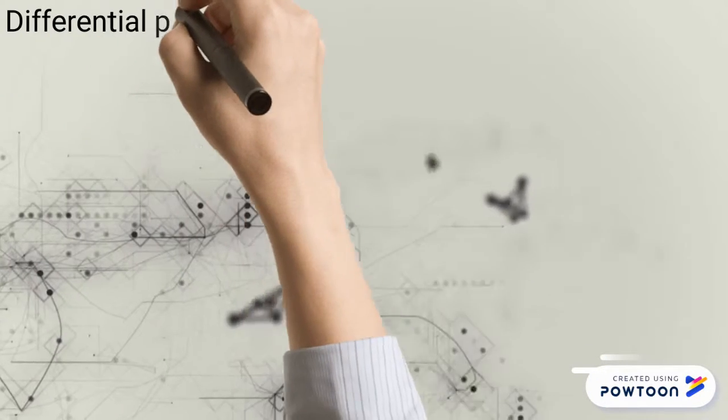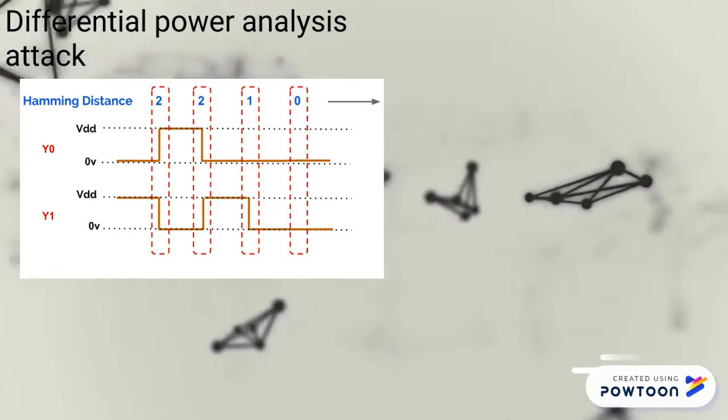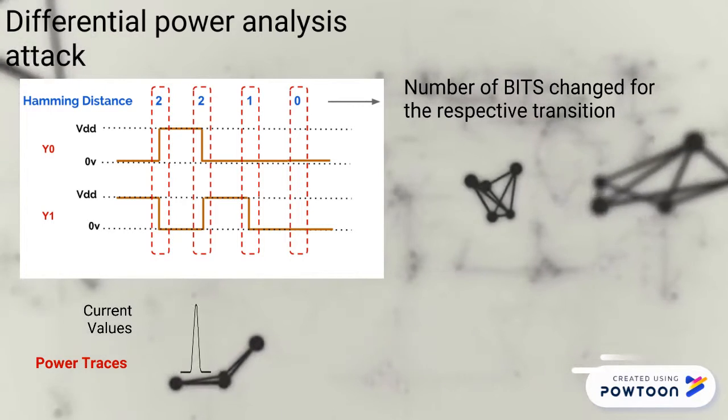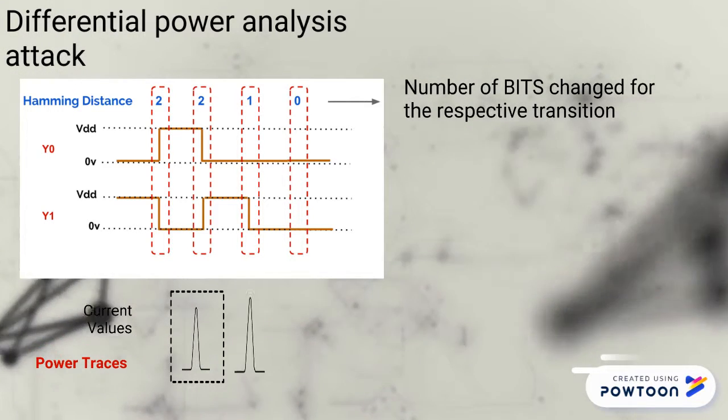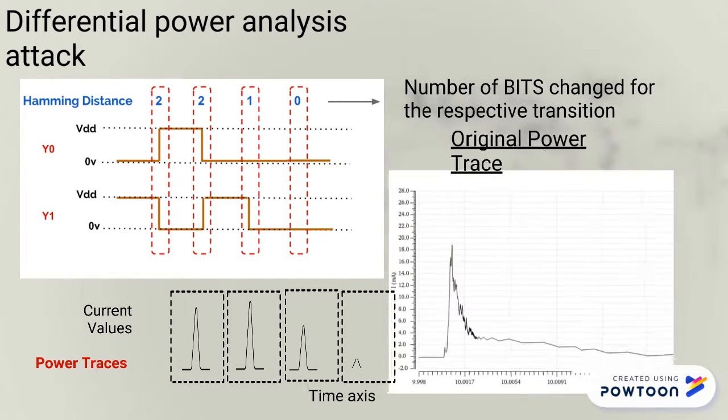The first step in the DPA attack involves calculation of the Hamming distance based on the number of bits changed for the respective transition. The original power trace is also shown, along with the current values and power traces assumed with the time axis, shown in the dotted yellow lines.